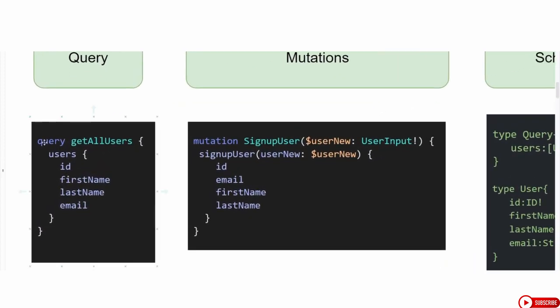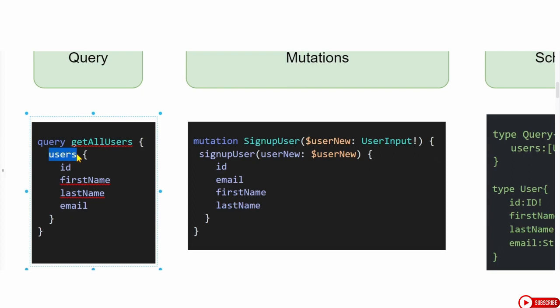So, okay, you write here the query keyword. Then you give a query a name. You can give any random name that you want to give to this query. And then you use these brackets, and here you write what you want to query. So for example, I have written here users.